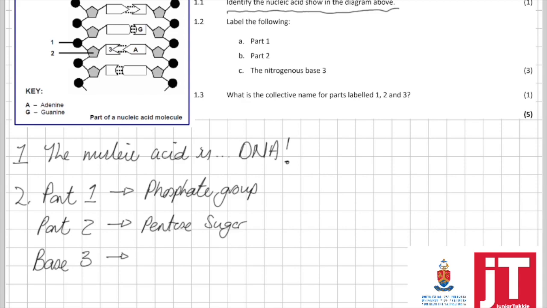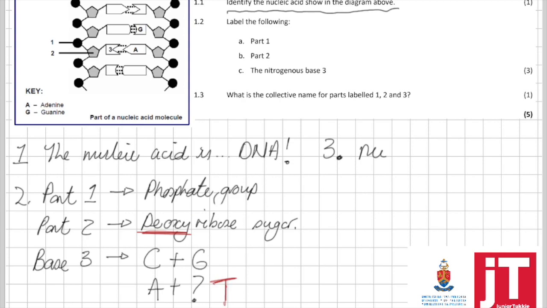Part number 2, pentose sugar, but remember what we said? We've got to be more specific. In this case, it's the deoxyribose sugar. And then looking at base number 3, we know that C and G pair with one another, cytosine and guanine, and then A would pair with T, so adenine and thymine.